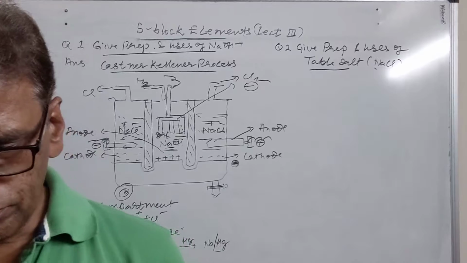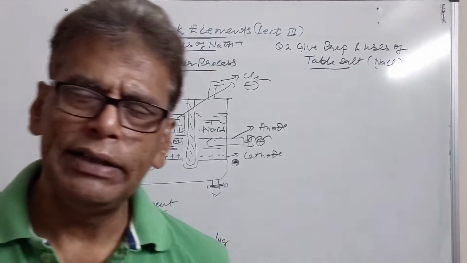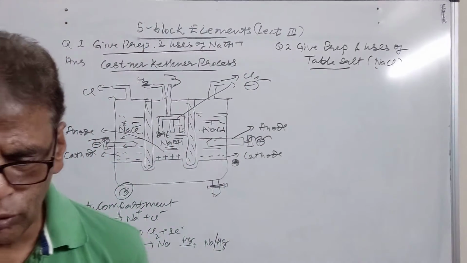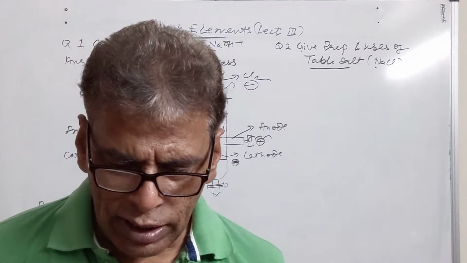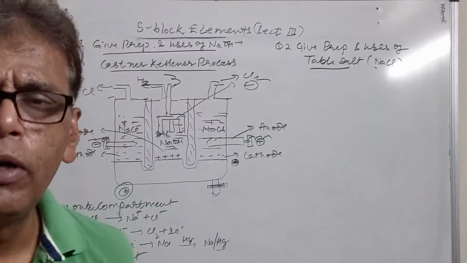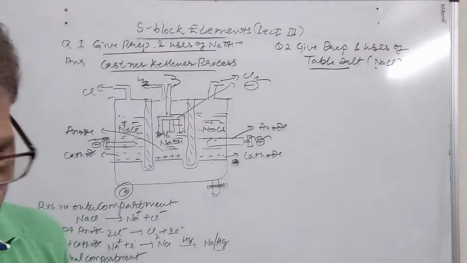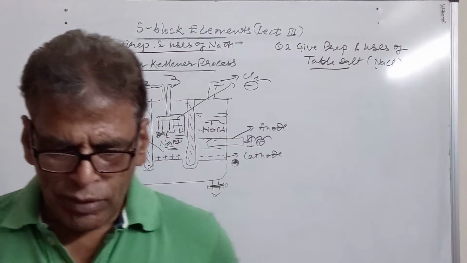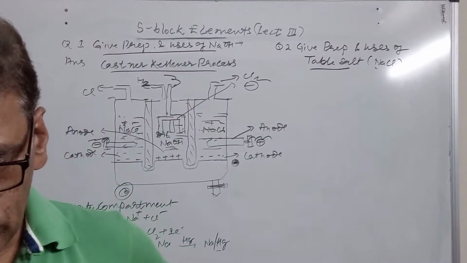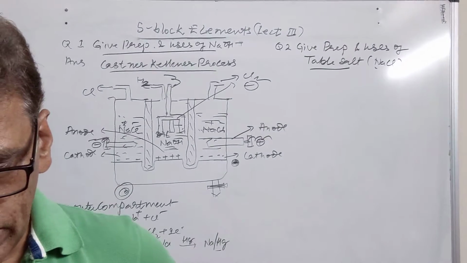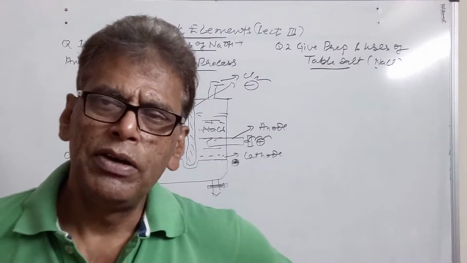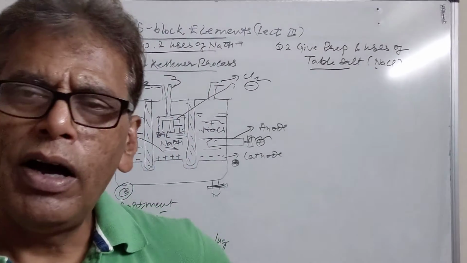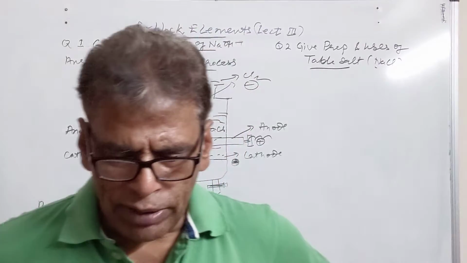Then we have its use in the preparation of NaOH, HCl and Cl2 gases. Then we have the question: what is the biological importance of sodium, potassium, magnesium and calcium ions? All of these ions are biologically important. For example, first of all, they play an important role in signal transmission.